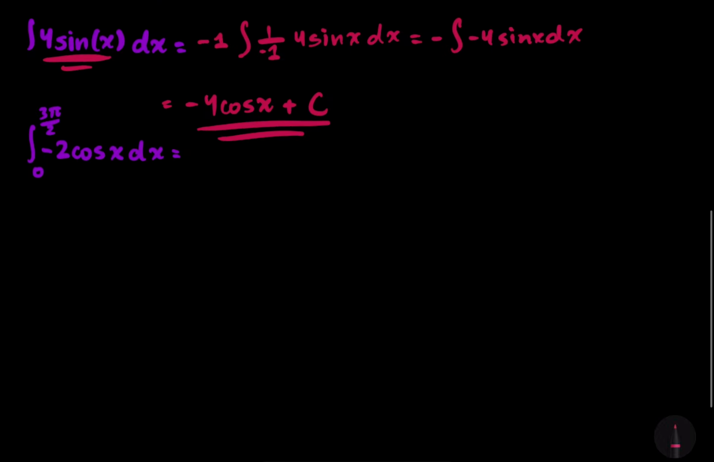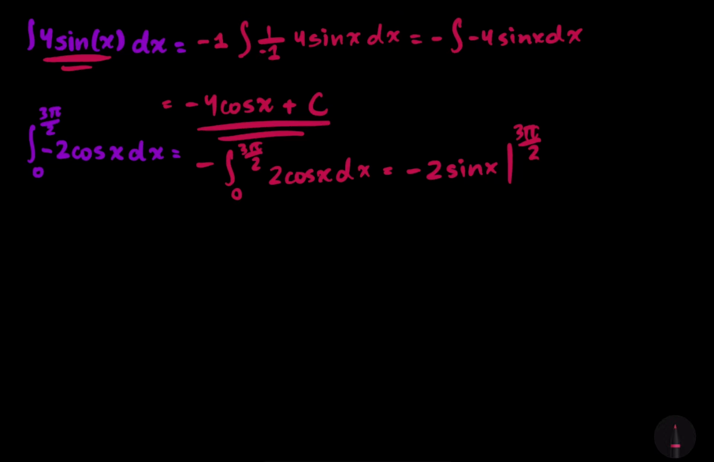And so finally here we have the integral from 0 to 3 pi over 2 of negative 2 cosine of x dx. And so again, we can take the negative sign out if we would like, and we would get the integral from 0 to 3 pi over 2 of 2 cosine of x dx, right? And we know that the integral of 2 cosine of x is just going to be 2 sine of x. And so this becomes negative, and then we have 2 sine of x, right? And we're evaluating this from 3 pi over 2 to 0.